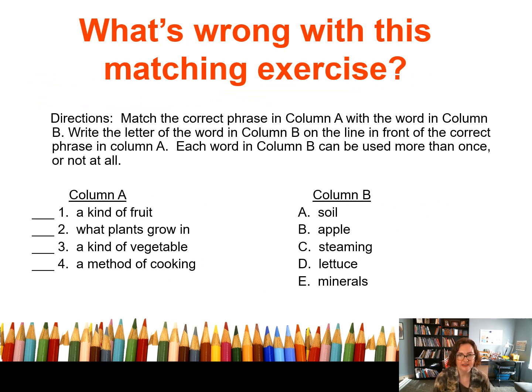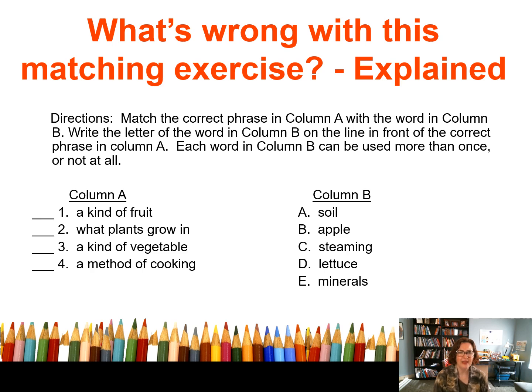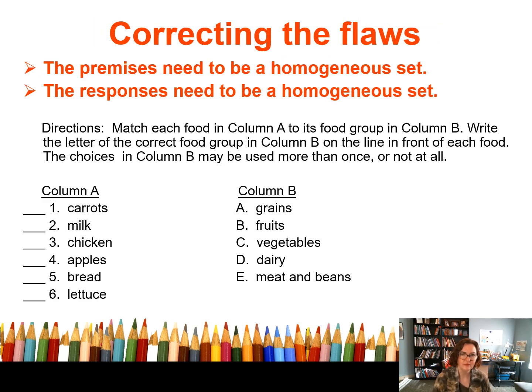What's wrong with this matching exercise? This one is a hot mess. These don't have anything to do with each other. You want to make sure that everything is related to one another and makes sense to be assessed as a group. The premises need to be a homogeneous set and the responses need to be a homogeneous set.